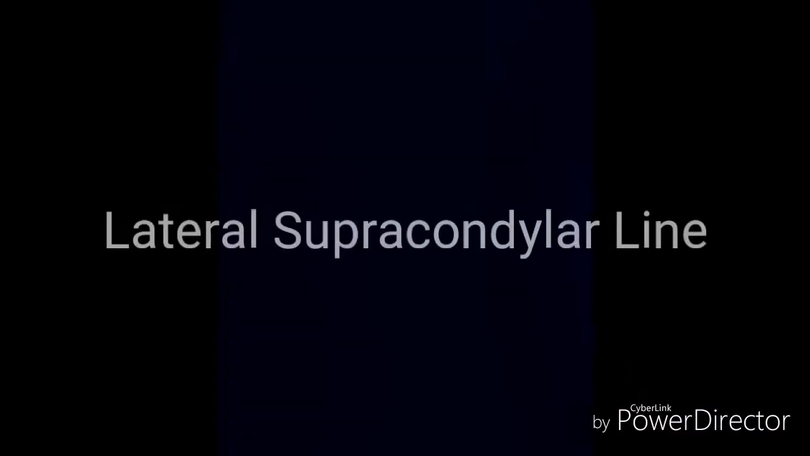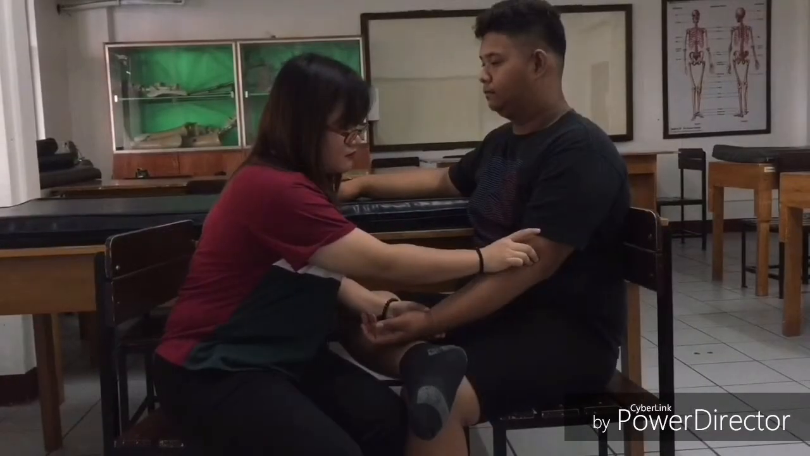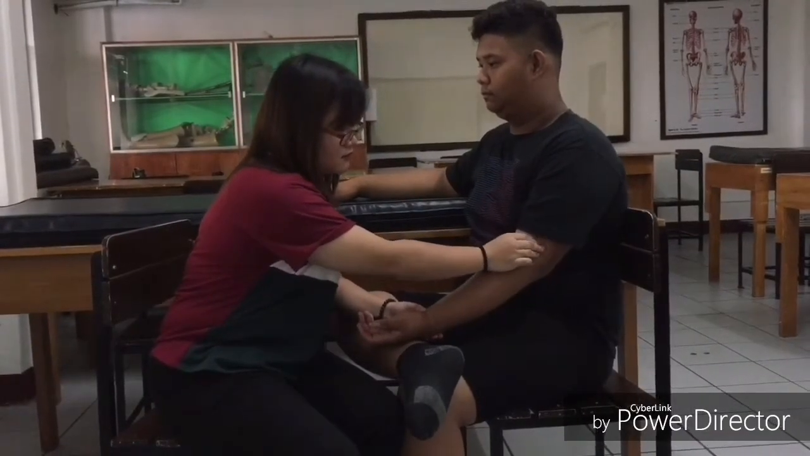Lateral supracondylar line of the humerus. This is better defined and longer than the medial supracondylar line, extending almost to the deltoid tuberosity. From the lateral epicondyle, palpate up the lateral supracondylar line and then back down to the lateral epicondyle.